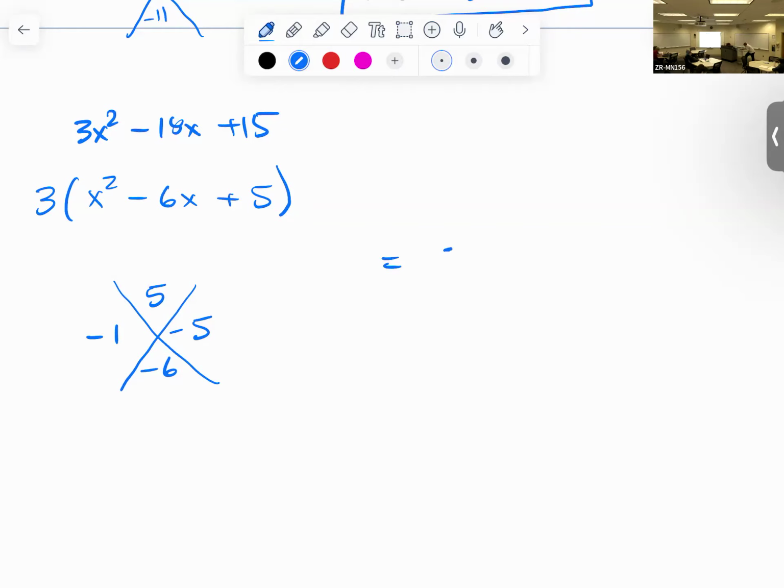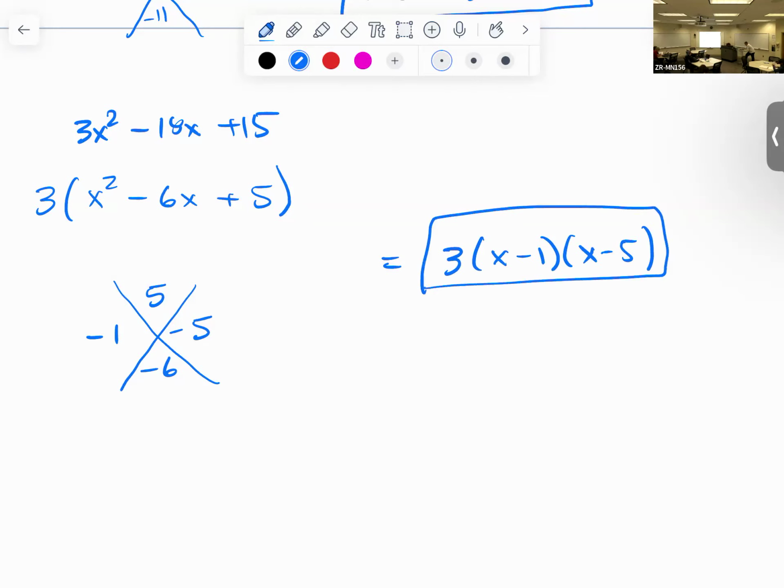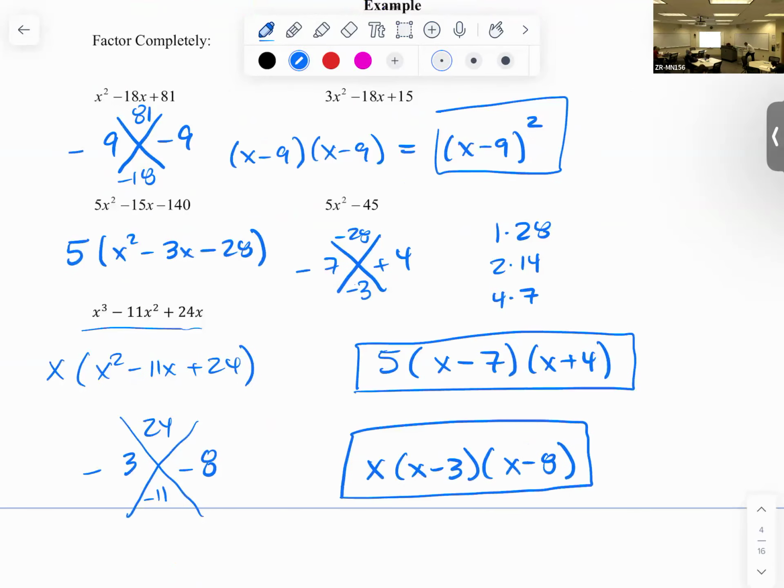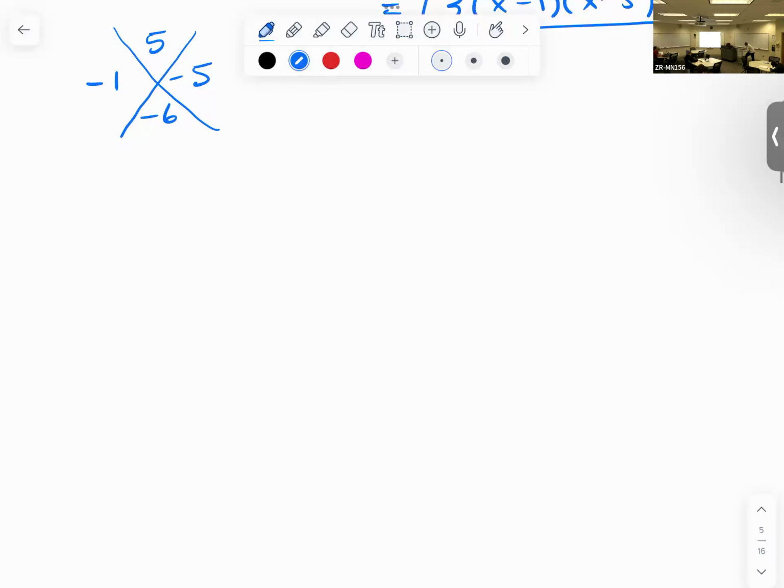All right, so then this becomes 3 times x minus 1 times x minus 5. All right, and one more, 5x squared minus 4. Greatest common factor? 5.